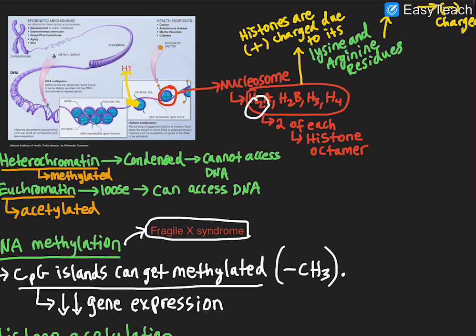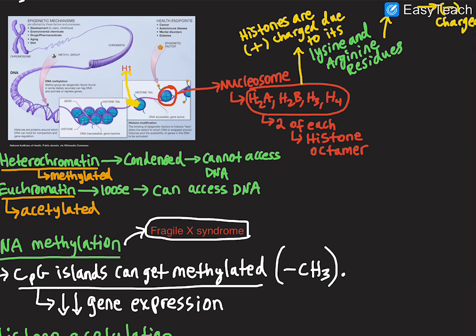We have H2A, okay? Instead of that, let's just use a pointer. We have H2A, H2B, H3, and H4. So that's 4 parts to the histone. However, we have 2 of each. That's why we call it a histone octamer, because it has 8 individual subunits. A histone octamer actually has DNA wrapping around it twice.